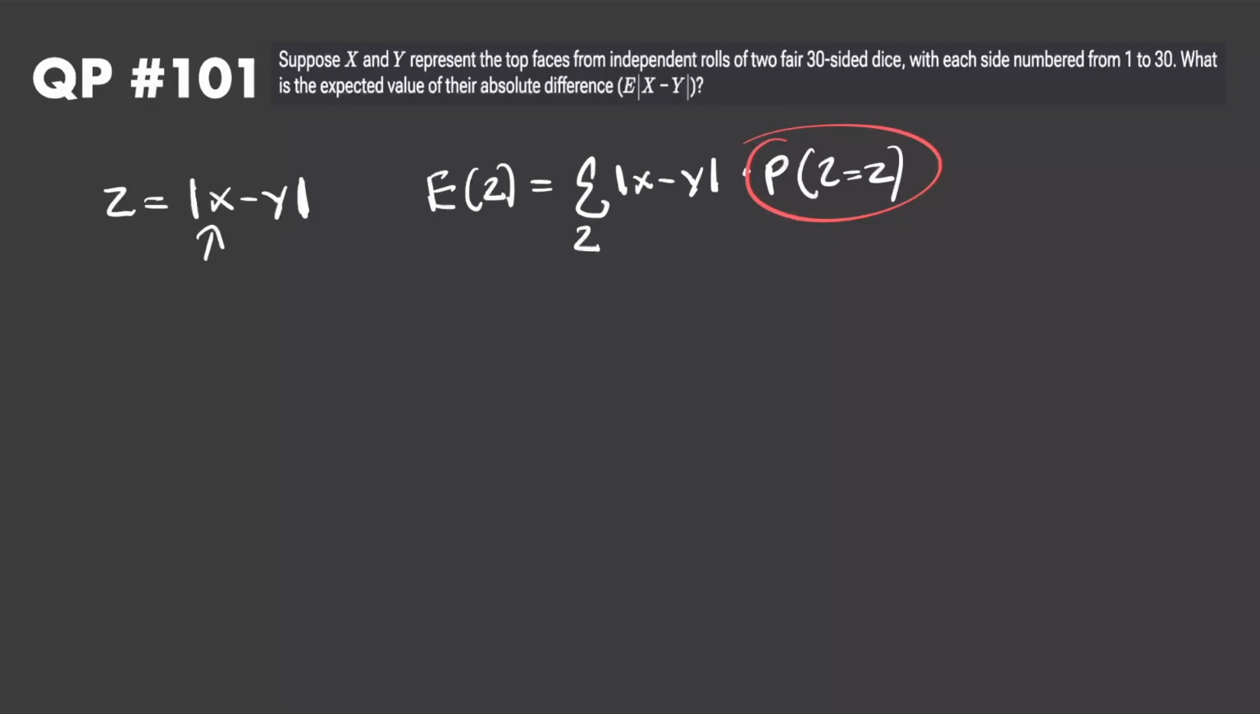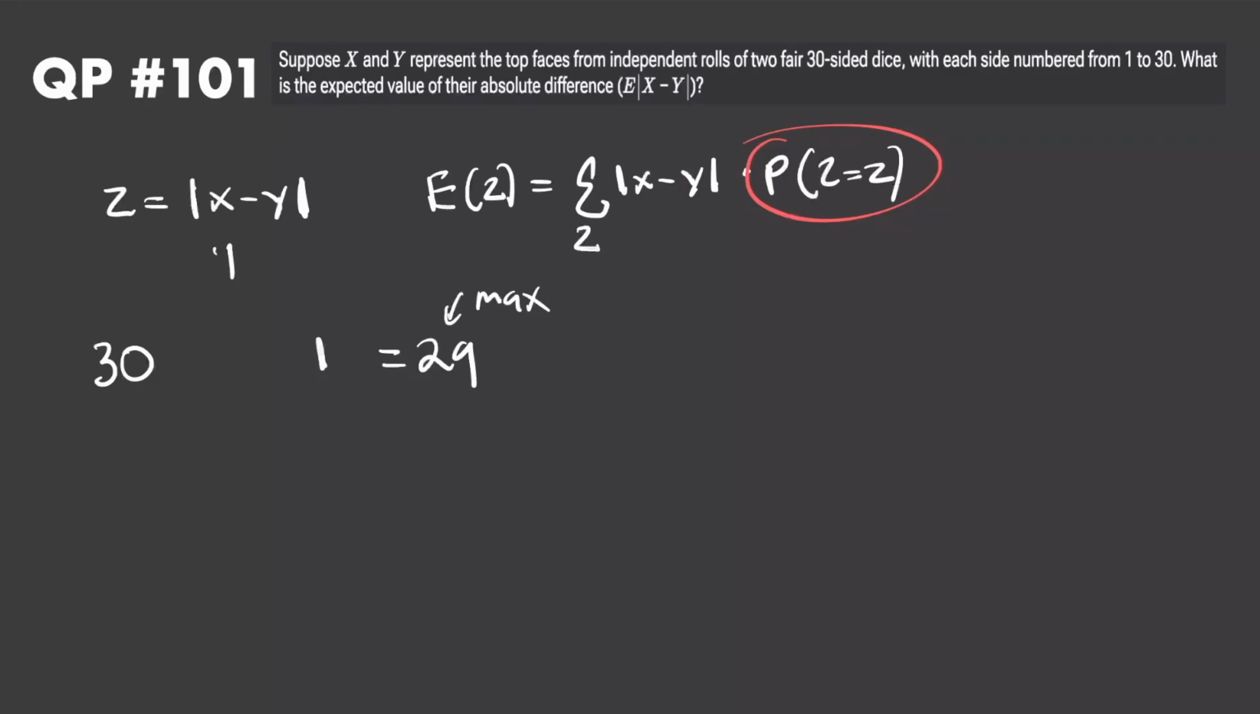Well, x could be between 1 and 30, and so could y. So the absolute difference between them at most is going to be when one of them is way higher than the other one, right? So our maximum is 30, our minimum is 1. So the absolute maximum that our difference could be is 30 minus 1, which is going to be 29. So this is the maximum value that z can take.